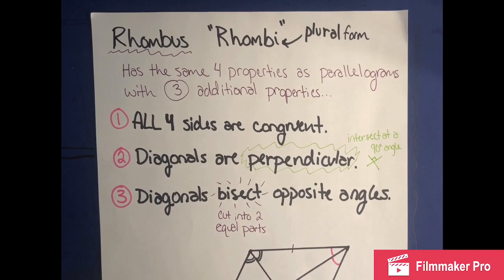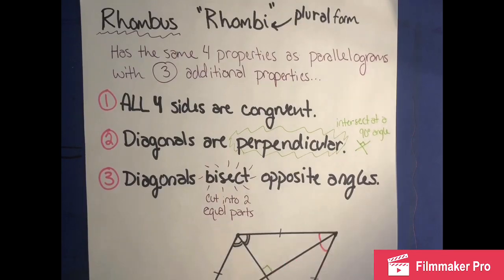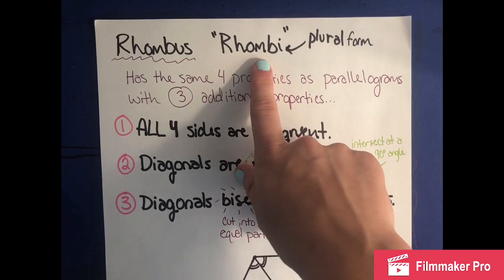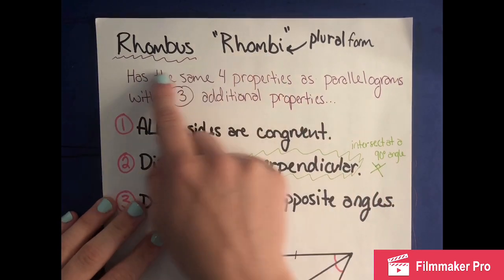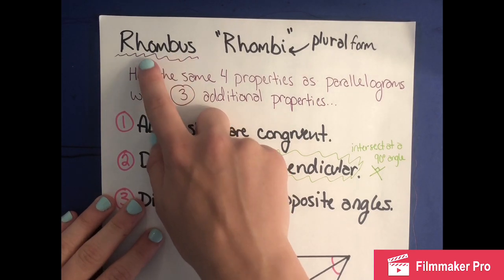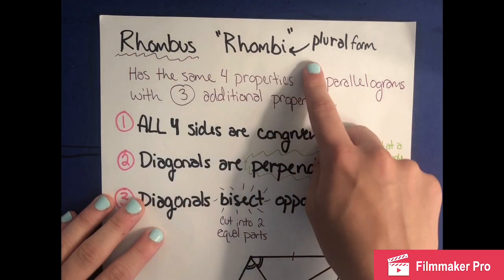Okay, starting the beautiful rhombus. You might see this word, rhombi. It's an awesome math word. It just means if you have more than one rhombus. So instead of saying rhombuses, we say rhombi.